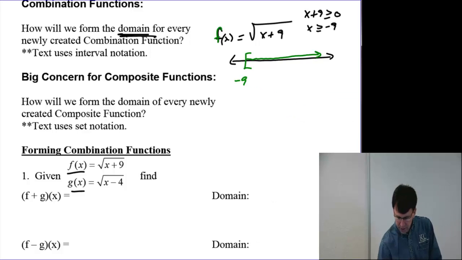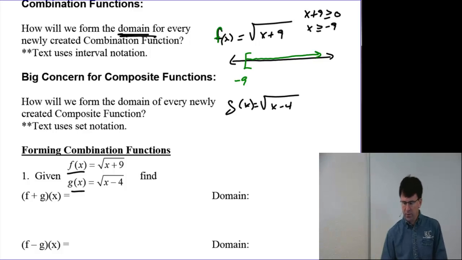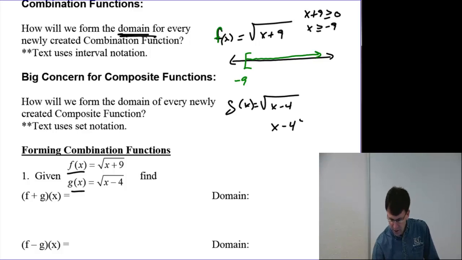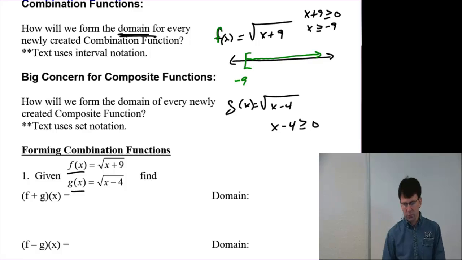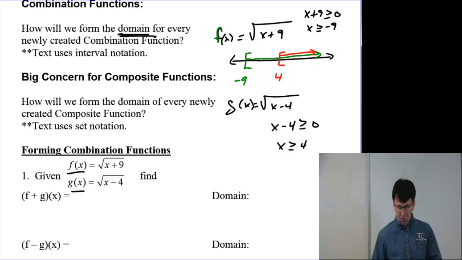Now if I took my g function and said g of x equals the square root of x minus 4, then x minus 4 has got to be greater than or equal to 0, so x has got to be greater than or equal to 4. Let's give that a red line. Somewhere on this number line lives the number 4, and this represents my g function domain.